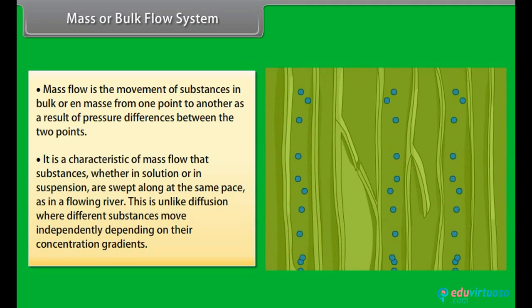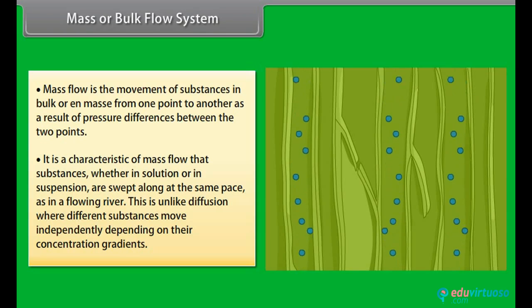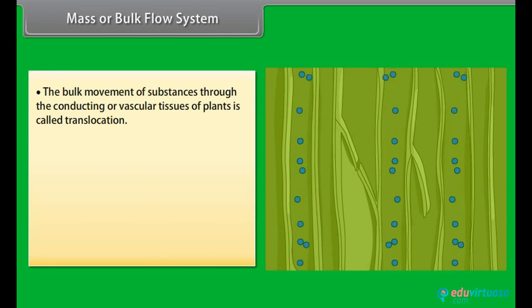It is a characteristic of mass flow that substances, whether in solution or in suspension, are swept along at the same pace as in a flowing river. This is unlike diffusion, where different substances move independently depending on their concentration gradients. Bulk flow can be achieved either through a positive hydrostatic pressure gradient, example, a garden hose, or a negative hydrostatic pressure gradient, example, suction through a straw. The bulk movement of substances through the conducting or vascular tissues of plants is called translocation.